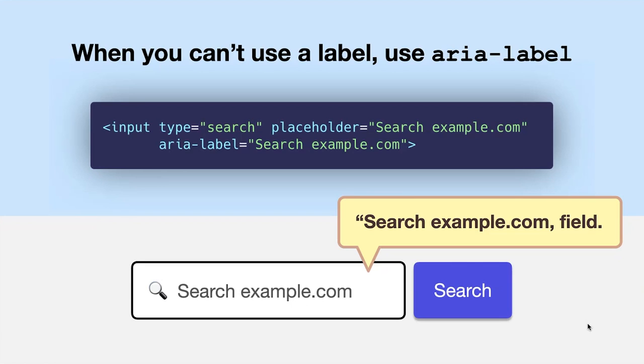And so you could say, in this case, you would use ARIA label, and you would actually specify what you would normally have put in a label. You would put that inside the form itself. So if you did that, it would be read out as search example field, searchexample.com field, or some equivalent, depending on their screen reader. So you gain the label without having to have a label.